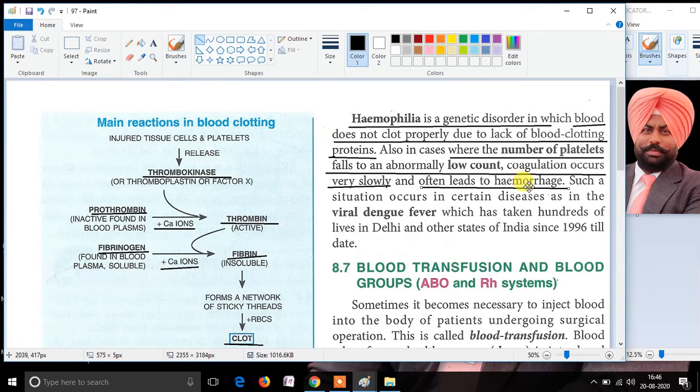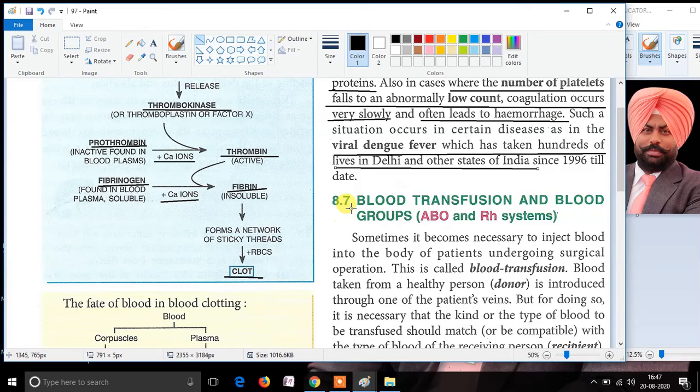Such a condition is usually seen during viral dengue fever, which has taken hundreds of lives in Delhi and other states in India. And all this happens because of this situation called hemorrhage, in which the blood platelet count becomes very low.